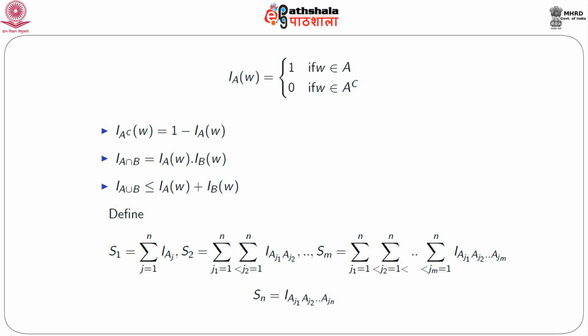If ω belongs to all these m sets, this will contribute, and the sum is over j1, j2, ..., jm, all ranging from 1 to n, with the restriction that j1 is less than j2 is less than j3 and so on. And Sn consists of all n sets, I_{A_j1} I_{A_j2} ... I_{A_jn}. So, if ω belongs to all of these n sets, it will contribute.